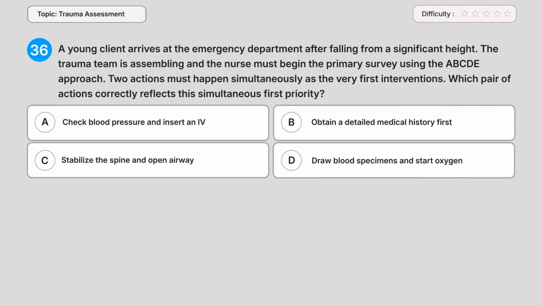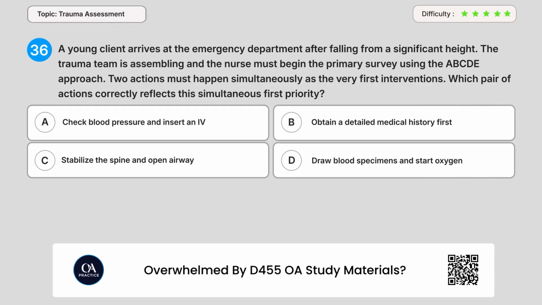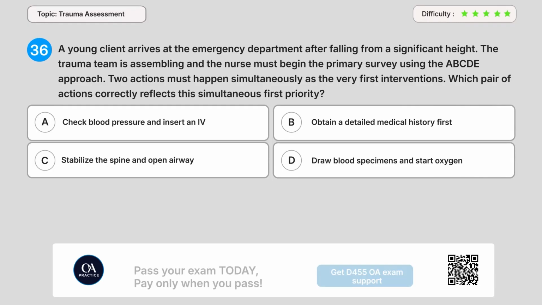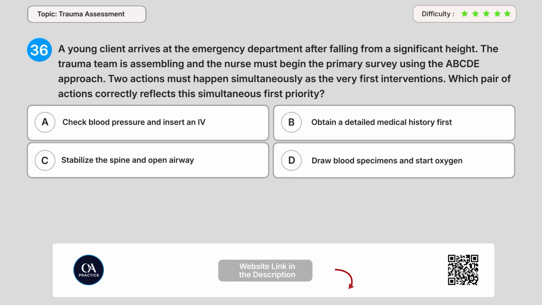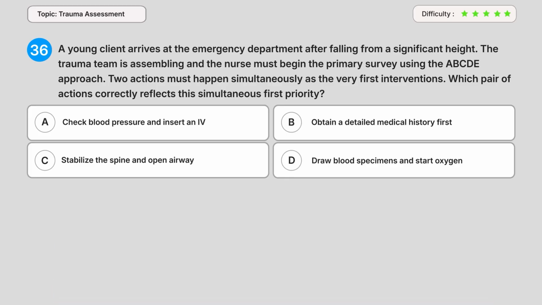36. A young client arrives at the emergency department after falling from a significant height. The trauma team is assembling, and the nurse must begin the primary survey using the ABCDE approach. Two actions must happen simultaneously as the very first interventions. Which pair of actions correctly reflects this simultaneous first priority?